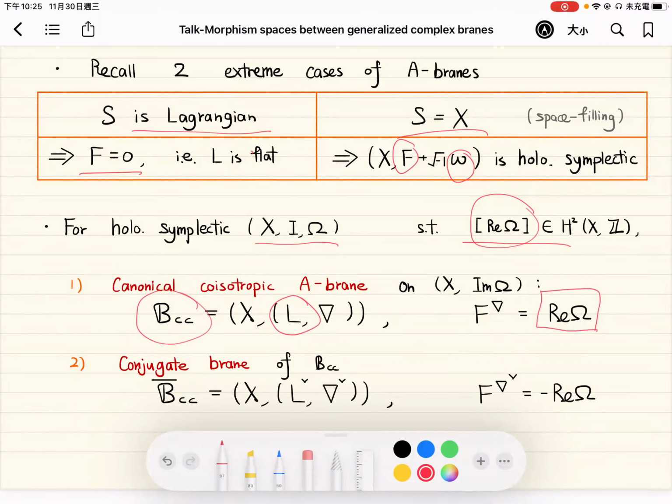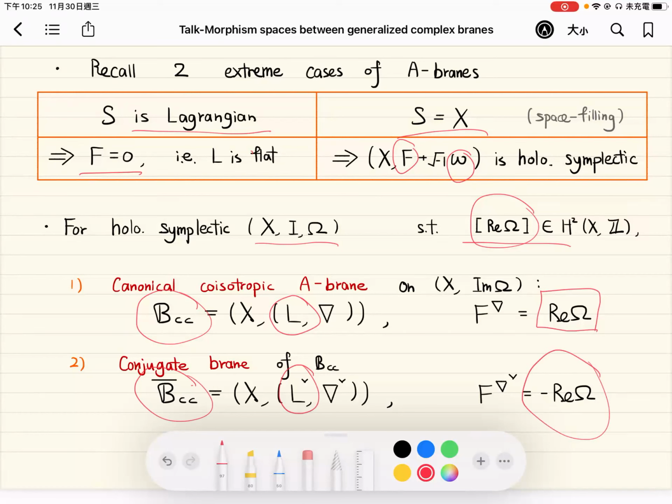We also have some operations on this canonical coisotropic A brane. We can just take the conjugate brane of BCC, and I will denote it by BCC bar. By conjugation, I mean that you can take the conjugate of the Hermitian line bundle L. But because we have the Hermitian metric, the L bar can be identified with the dual of L. So the brane has the curvature minus the real part of capital Omega.